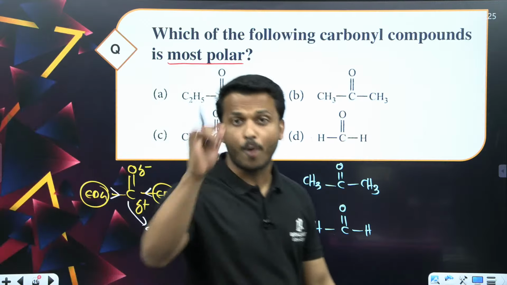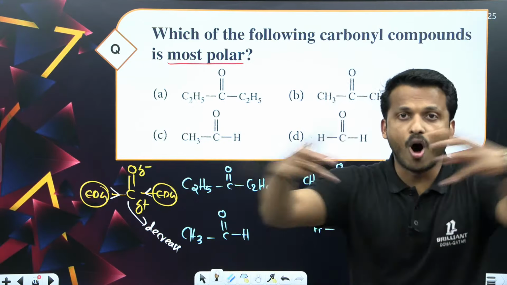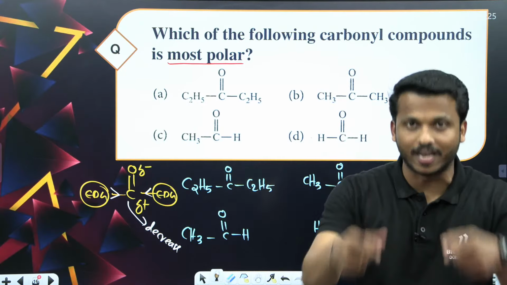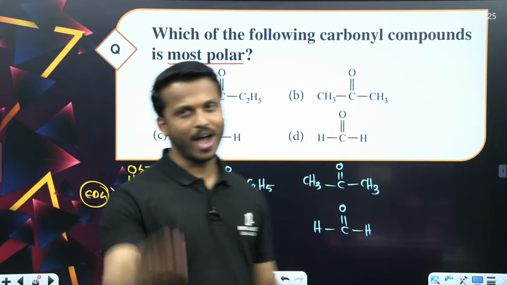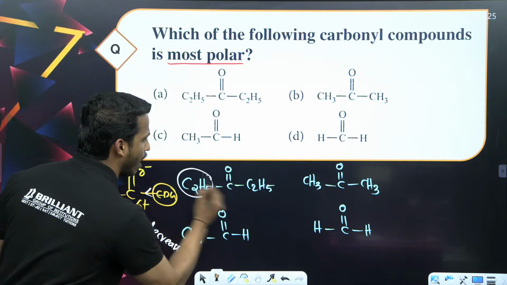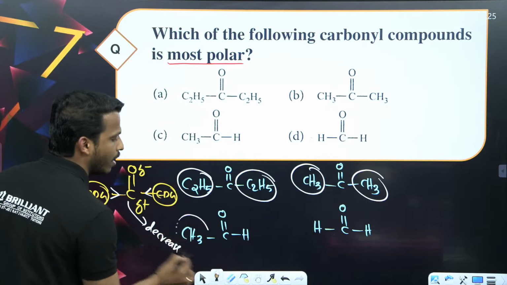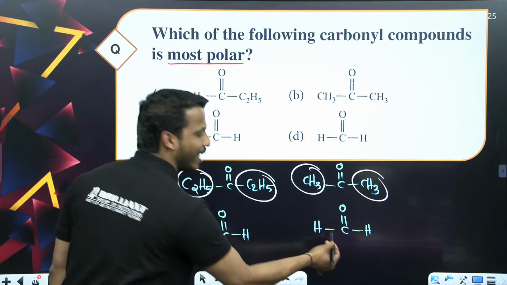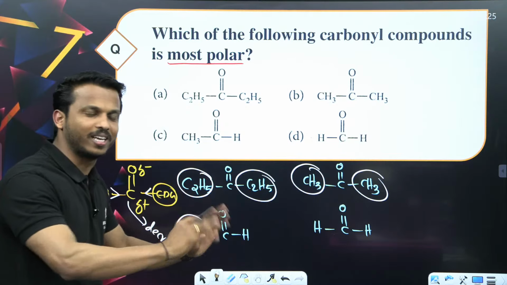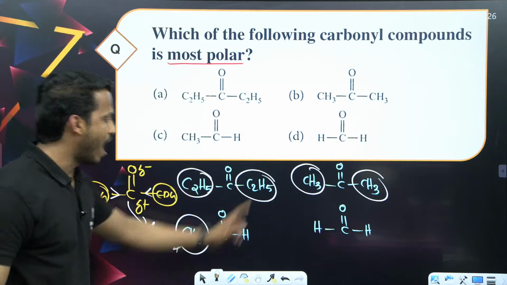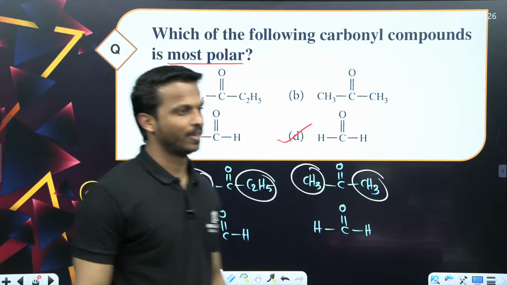So my question, why? Let me note it for all of you. In a carbonyl compound, if more electron donating groups are present, what happens? The polarity of the carbonyl group decreases. Now you have an answer. Here all are alkyl groups, all are donating groups, here one alkyl group, here only hydrogen. So in all these three cases, donating groups are there, so they will decrease the polarity. I will go with option D as the correct answer.